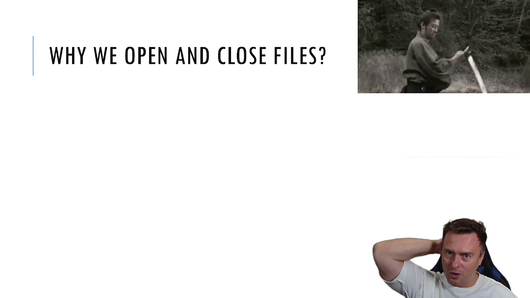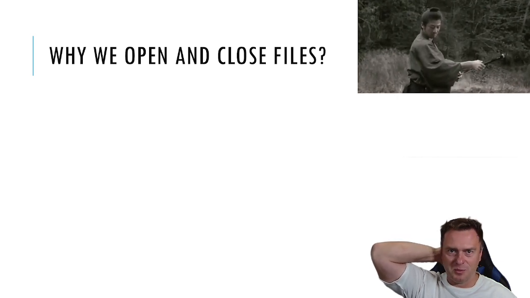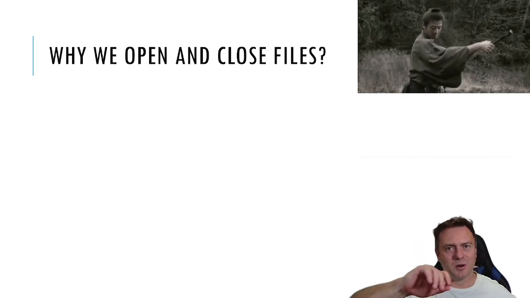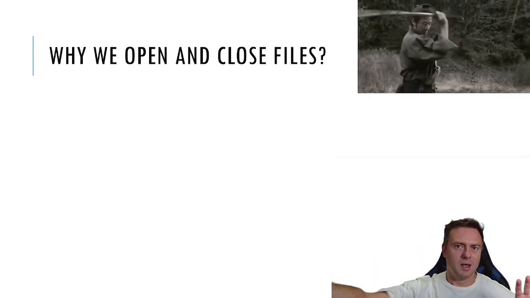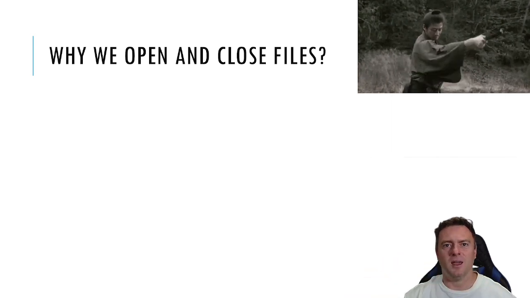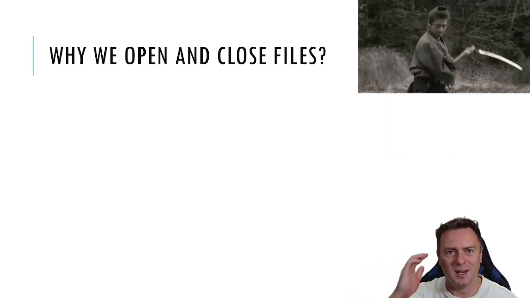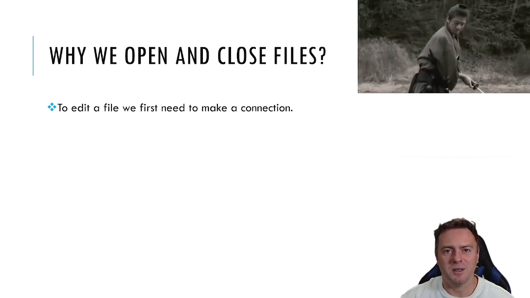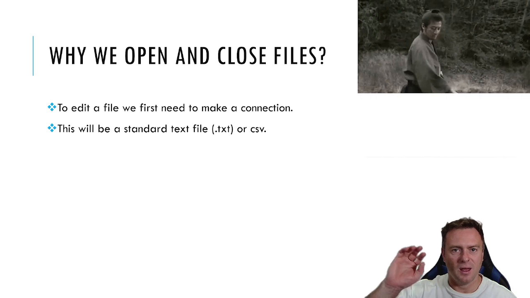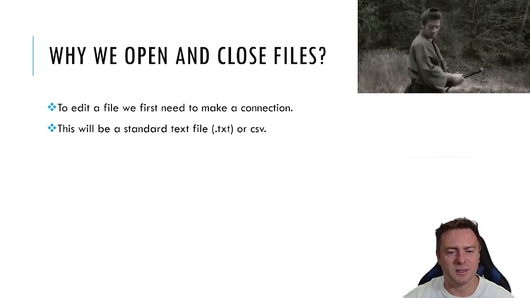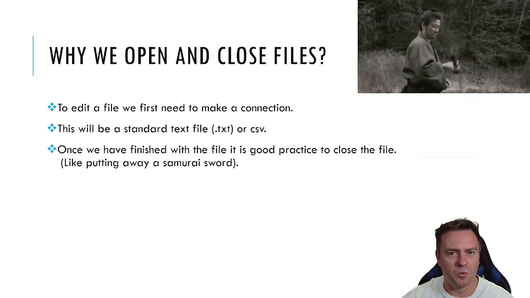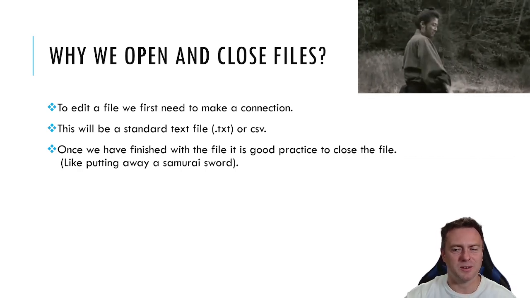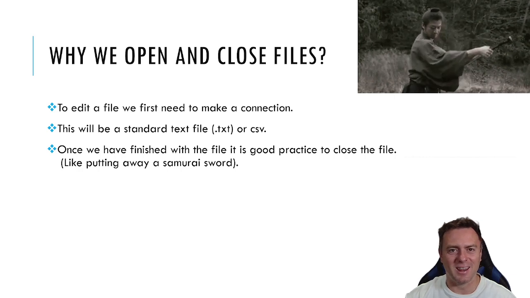Why we open and close files is really important. I've got a little image of an old-school samurai at the top there. The samurai pulls out the sword, does the actions, and then always puts away the sword at the end. It's the same sort of mindset that we need to have when we deal with files. To edit a file, we first need to make a connection where we open the file, and that will either be a TXT file or a CSV file. Once we finish with the file, it's very good practice to close it. Like putting away the samurai sword, we always try and end that connection.